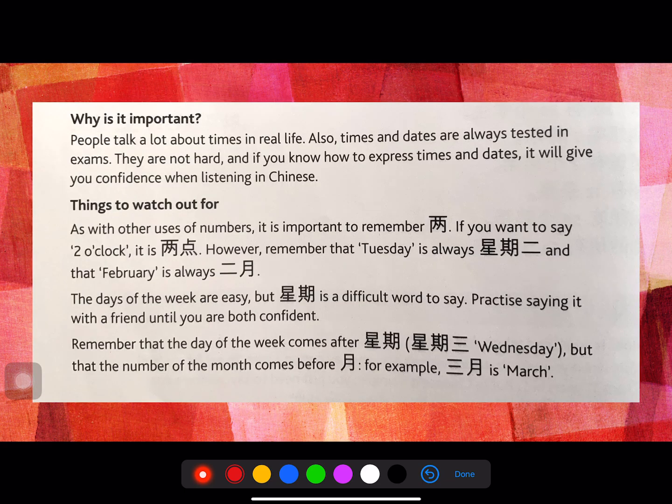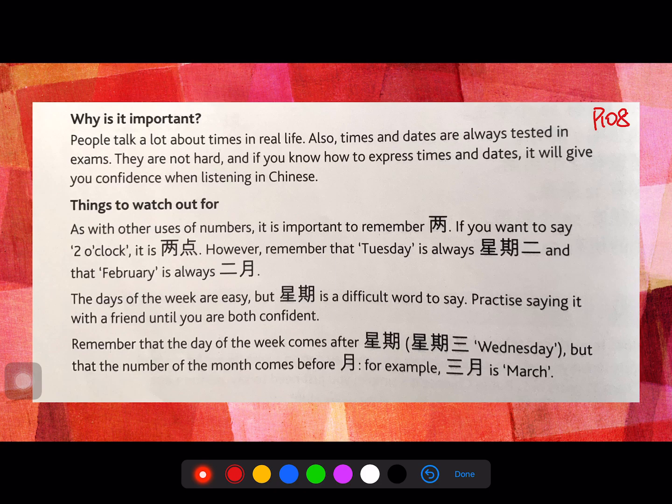So why is it important? It should be on the same page. People talk a lot about times in real life. Also, times and dates are always tested in exams. They are not hard, and if you know how to express times and dates, it will give you confidence when listening in Chinese. Things to watch out for.